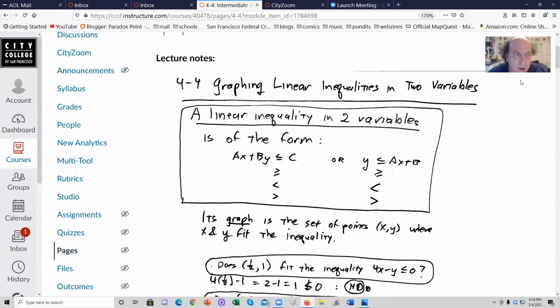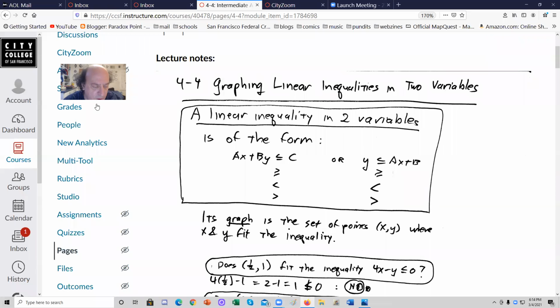Today, we go on through 4.4 and 4.5, which I do believe finishes the chapter. Yes. So it'll be due next week. And 4.4 is about graphing linear inequalities in two variables, and 4.5 is about graphing systems of linear inequalities.